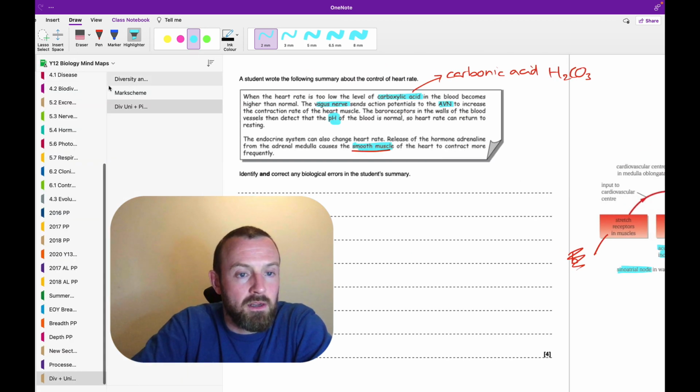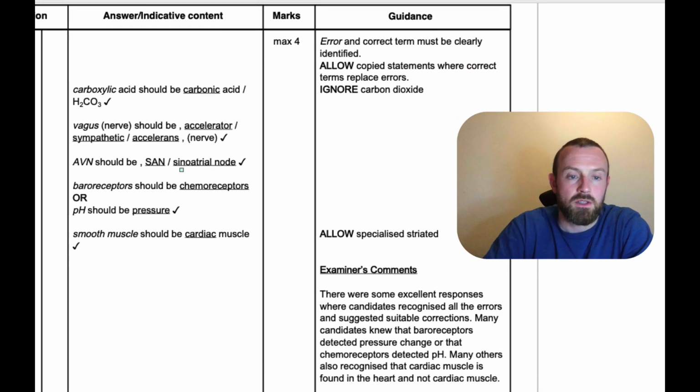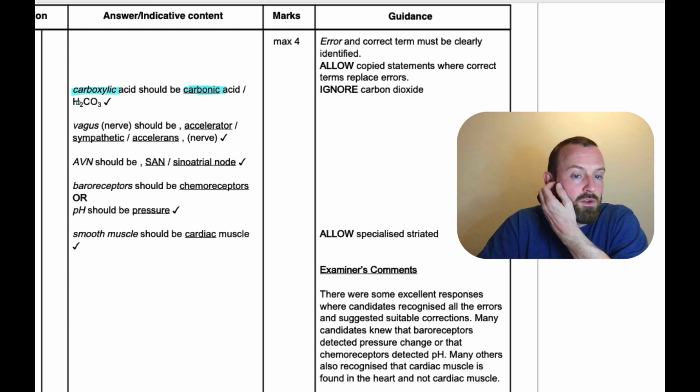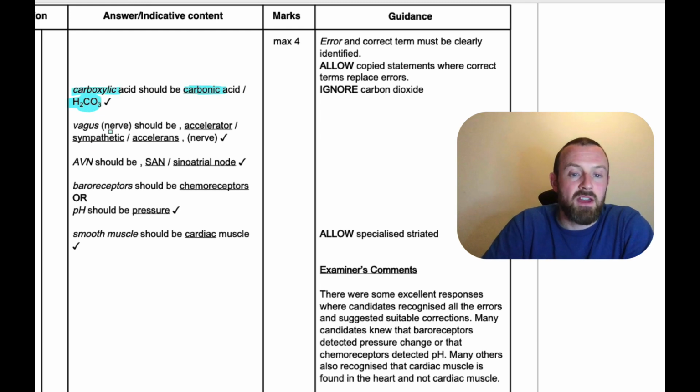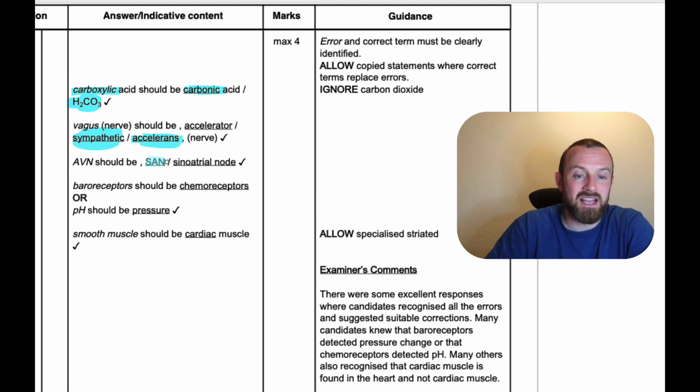We've already corrected them, but let's just show you the mark scheme. Carboxylic should be carbonic, or you could have said H2CO3. The vagus nerve should be the accelerans nerve, or you could have said accelerator, or you could have just mentioned that it's part of the sympathetic nervous system. The AVN should be the SAN instead.